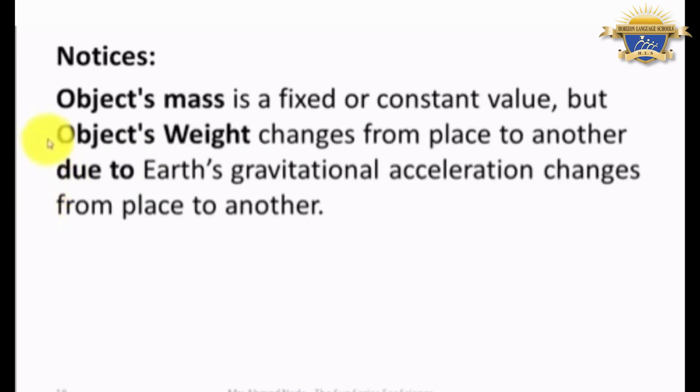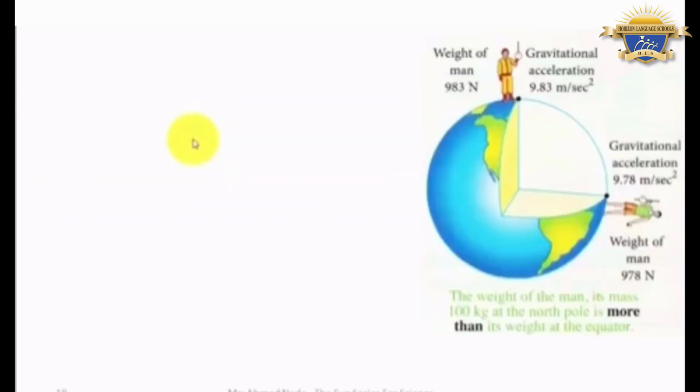Notice, object mass is fixed. The object mass is a fixed or constant value. It doesn't change ever. But object weight changes from one place to another due to Earth's gravitational acceleration. Another factor in this relation of object weight is the Earth's gravitational acceleration, which changes from one place to another, not constant. The object mass is constant, but the weight and the gravitational acceleration are not constant.